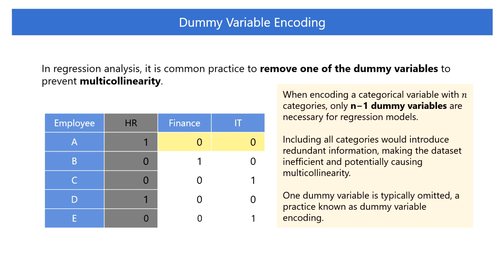In general, when encoding a categorical variable with n categories, only n-1 dummy variables are necessary for regression models. Including all categories as dummy variables would introduce redundant information, making the dataset inefficient and potentially causing multicollinearity. Therefore, when using categorical variables in regression, one dummy variable is typically omitted, a practice known as dummy variable encoding.